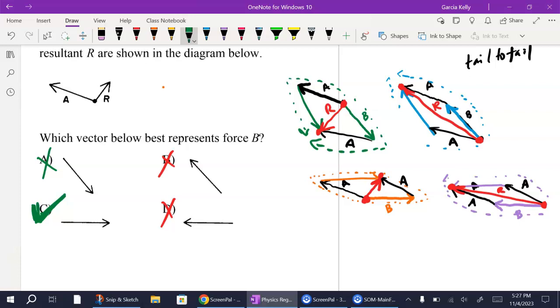And you basically do that for all of the vectors. It's easier to do, I think, on a computer where you can move things around, but eventually it's good for you to practice also with the ruler, because this does pop up on the long answer response in the back of the test. Okay?